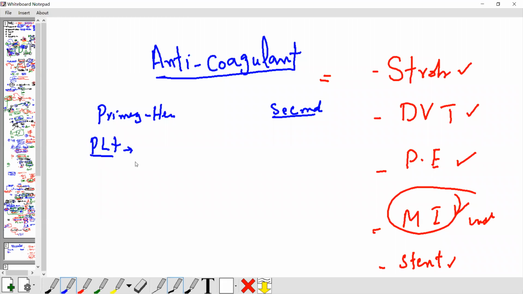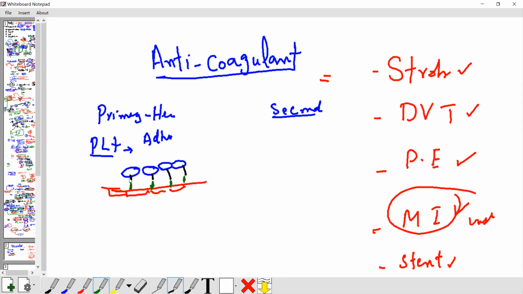This platelet makes a plug. This platelet attaches with the endothelium. How does the platelet attach with the endothelium? The platelet attaches with the endothelium with the help of von Willebrand factor. Another thing, the platelet has glycoprotein 1. This is adhesion of platelets. The first step of primary hemostasis was adhesion.